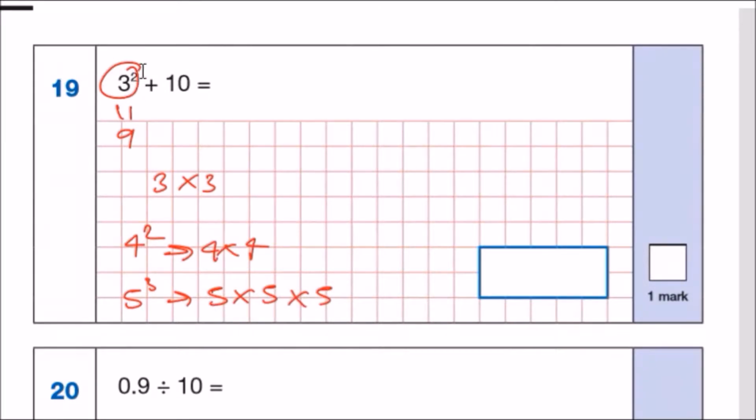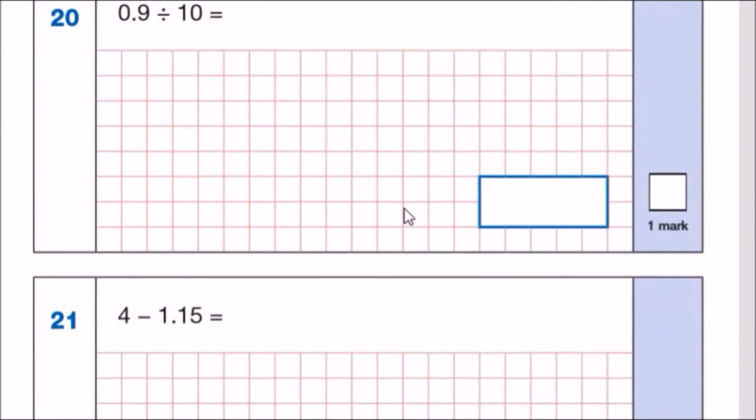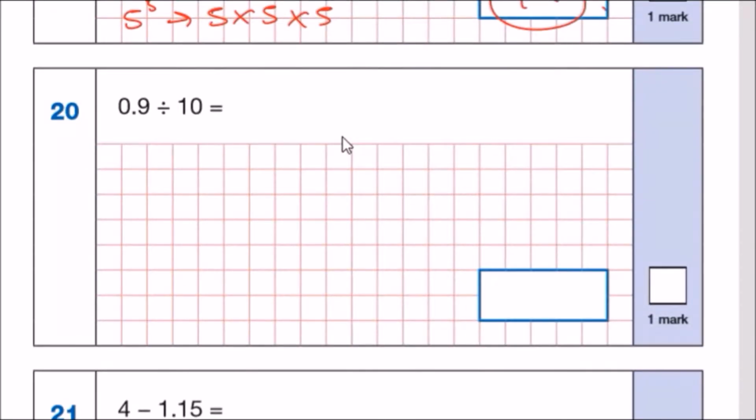Anyway, back to the question. 3 squared is 9. 9 plus 10 is 19. Easy. Question 20. 0.9 divided by 10.